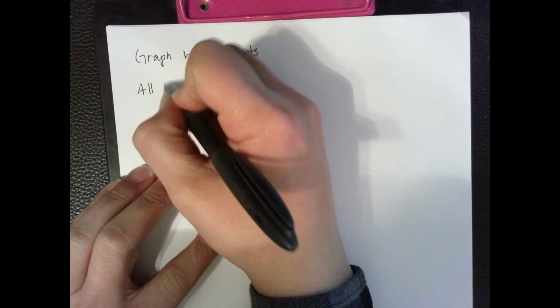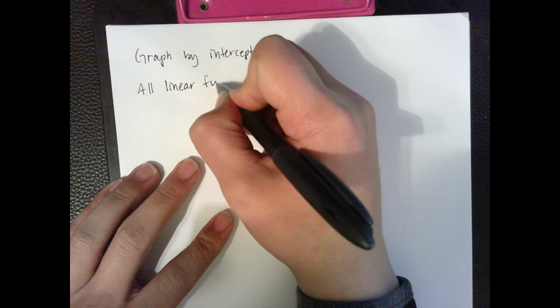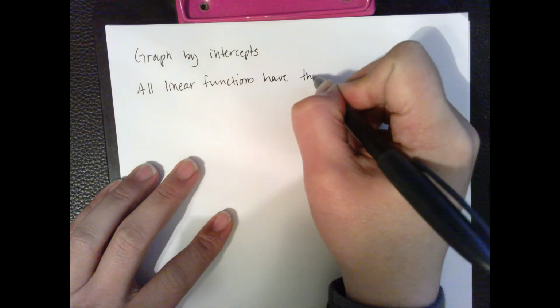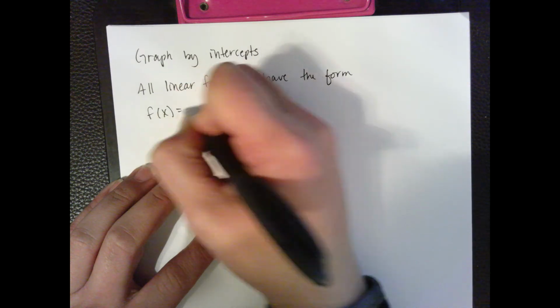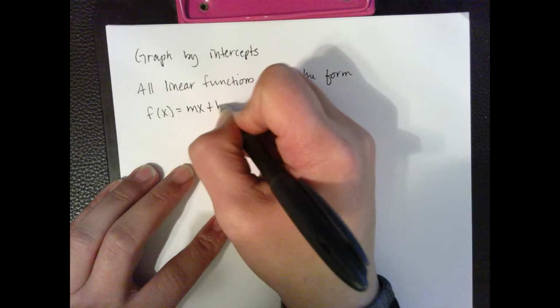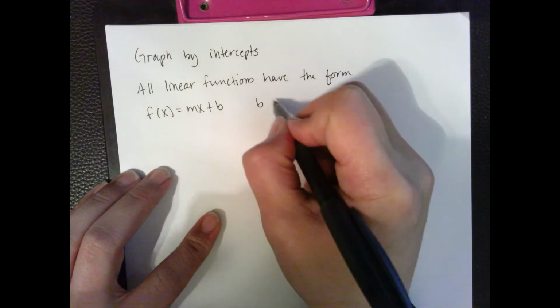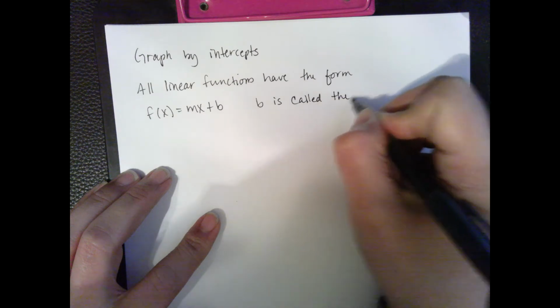All linear functions have the form f of x equals mx plus b. So b is called the y-intercept.